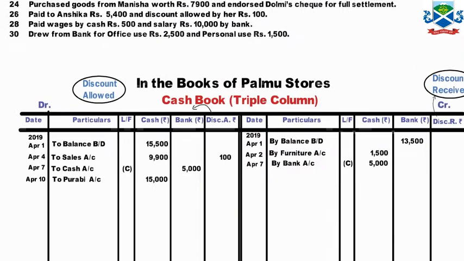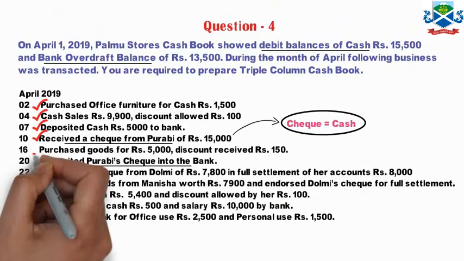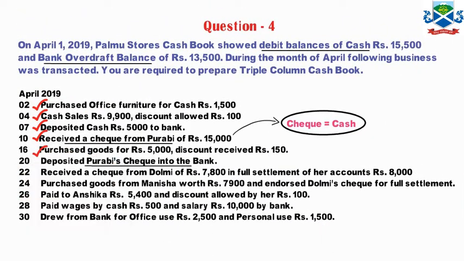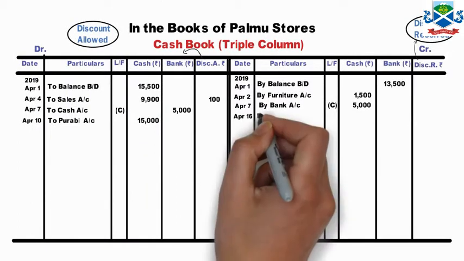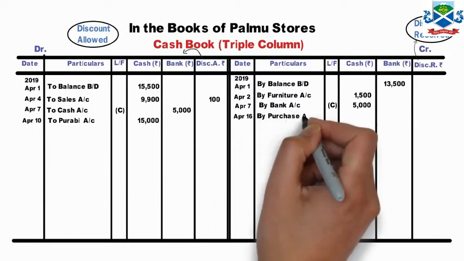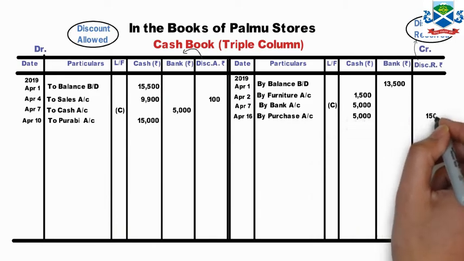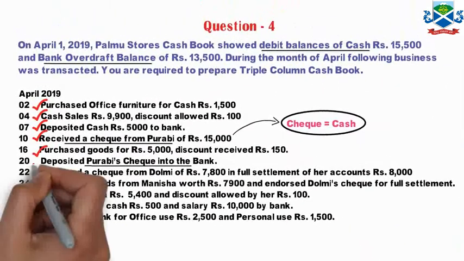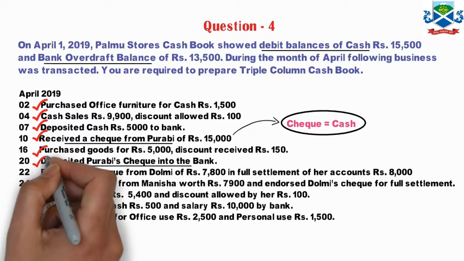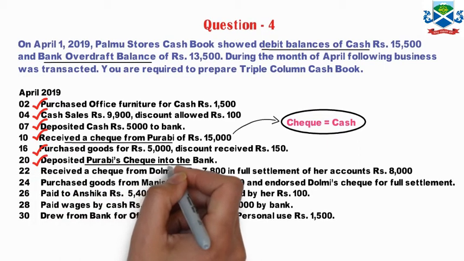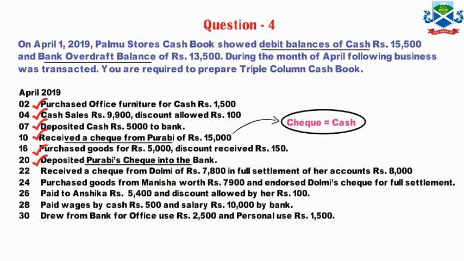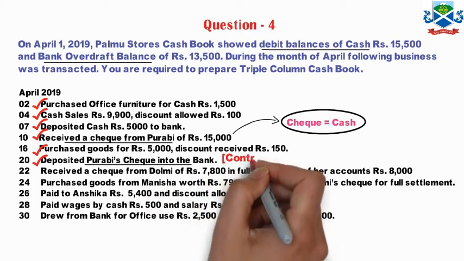Next, purchase goods for rupees 5,000, discount received 150. Credit side by purchase account 5,000 and discount column 150. Next one, deposited Purabi's check into the bank. It's a contra entry. As we discussed earlier, Purabi's check was received earlier. Now it is deposited, so it's a contra entry now.